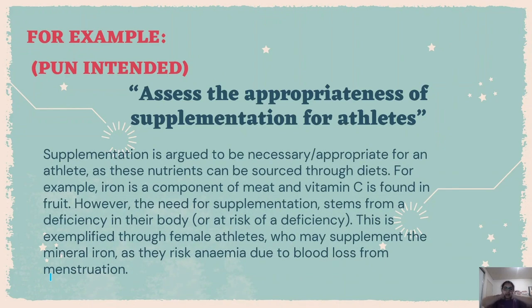So here is an example for us. Supplementation is argued to be necessary and appropriate for an athlete, as these nutrients can be sourced through diets. For example, iron is a component of meat, and vitamin C is found in fruit. However, the need for supplementation stems from a deficiency in the body or a risk of deficiency. This is exemplified through female athletes who may supplement the mineral iron as they risk anemia due to blood loss from menstruation. And that is the appropriateness. It is looking at both the positives and the negatives.